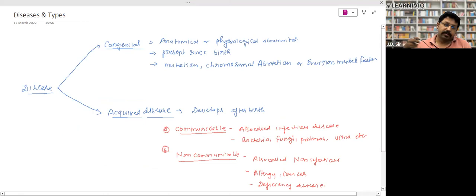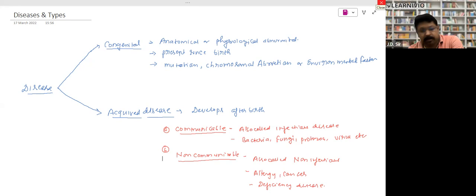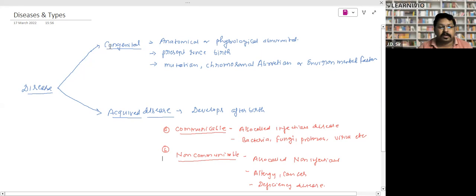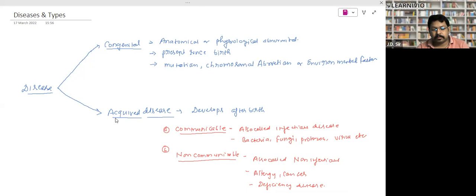But now we have divided diseases into two categories. The first kind of disease is called congenital disease, and the second kind is called acquired disease. The diseases with which a human is born are congenital diseases. And acquired diseases develop after birth. When we come into this world, we acquire those diseases from the external environment. They are called acquired diseases.